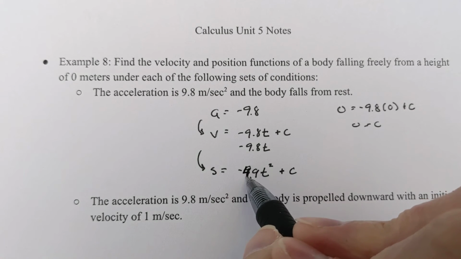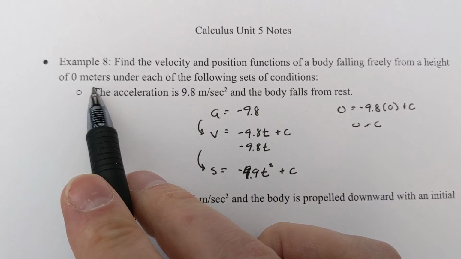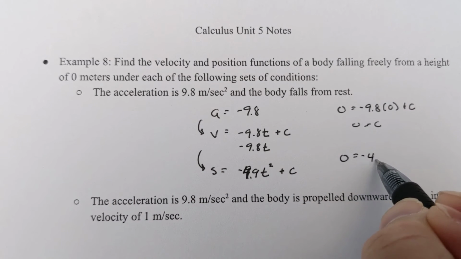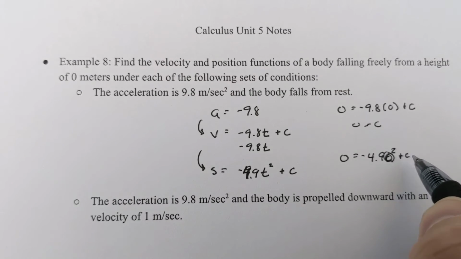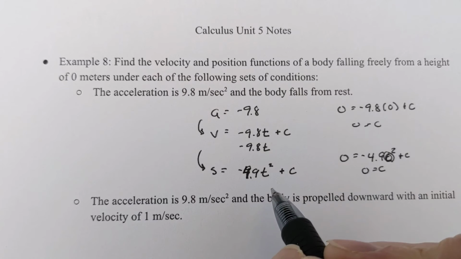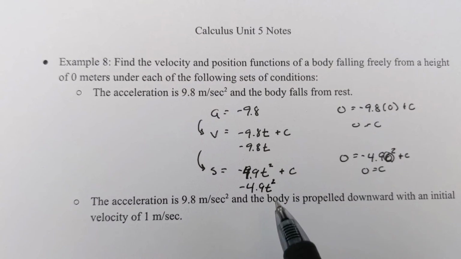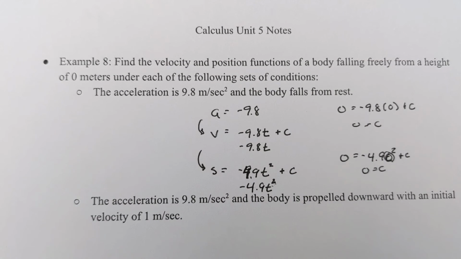Now, we don't know exactly where it is, but it's from a height of 0 meters. So when t is 0, s is 0. So 0 equals negative 4.9 times 0 squared, plus c, so c is 0 again. This just becomes negative 4.9 t squared. Remember, when you take a derivative, the exponent multiplies out front. When you do an antiderivative, it's the opposite, so you divide. If I put a 2 up here, I have to divide by 2. That's why it's negative 4.9.